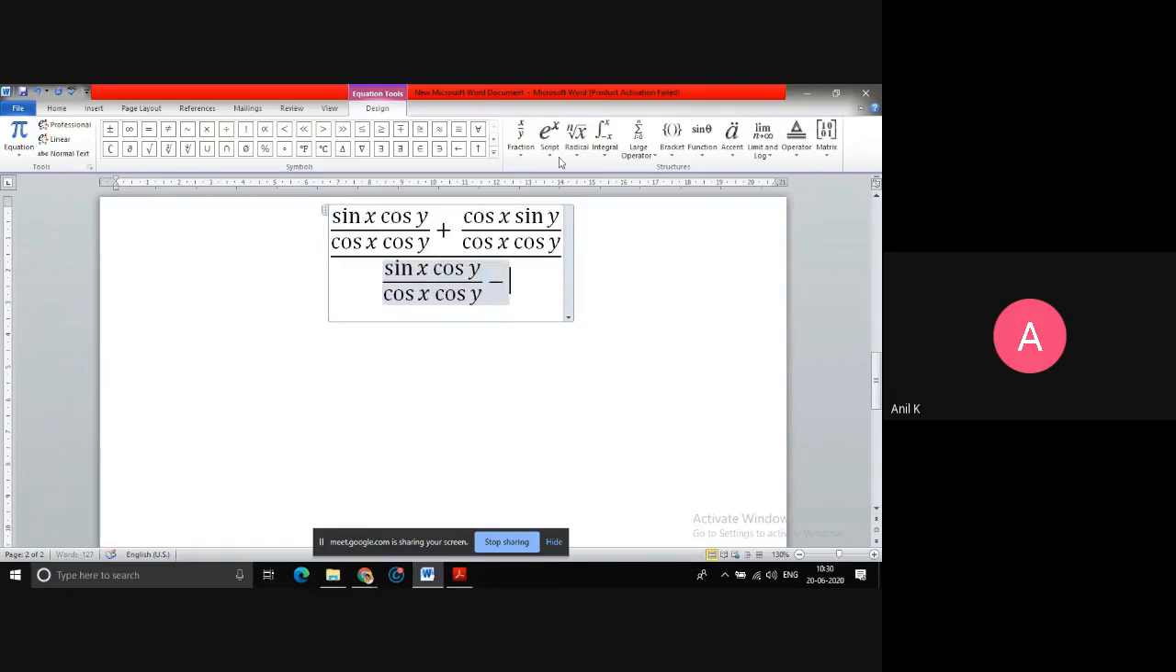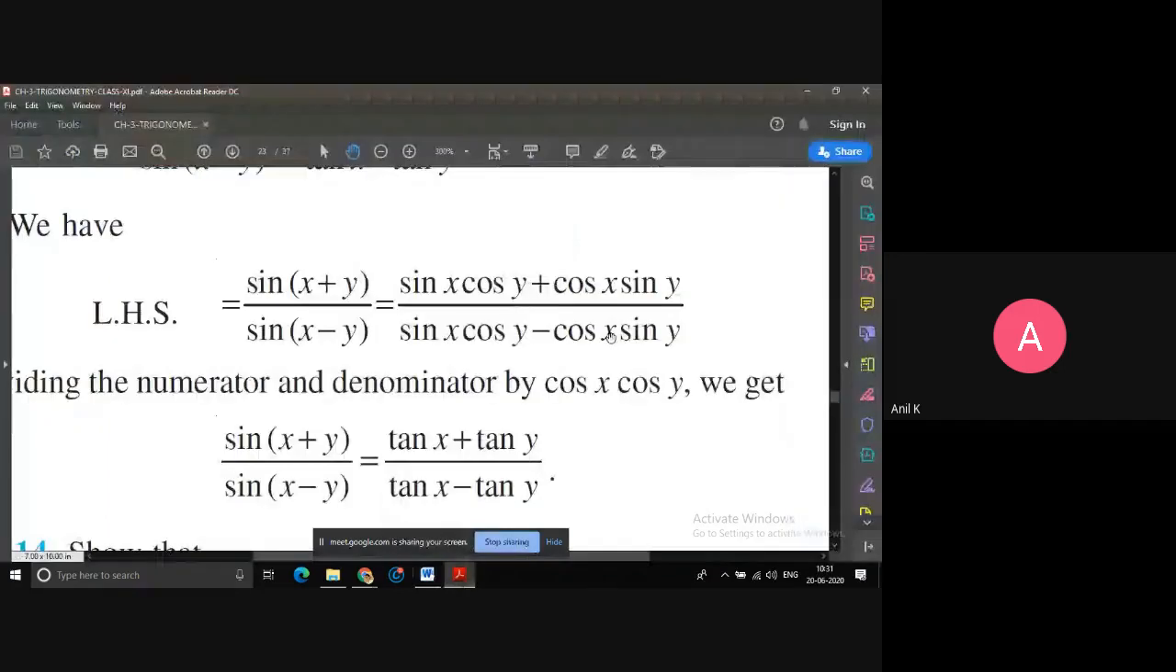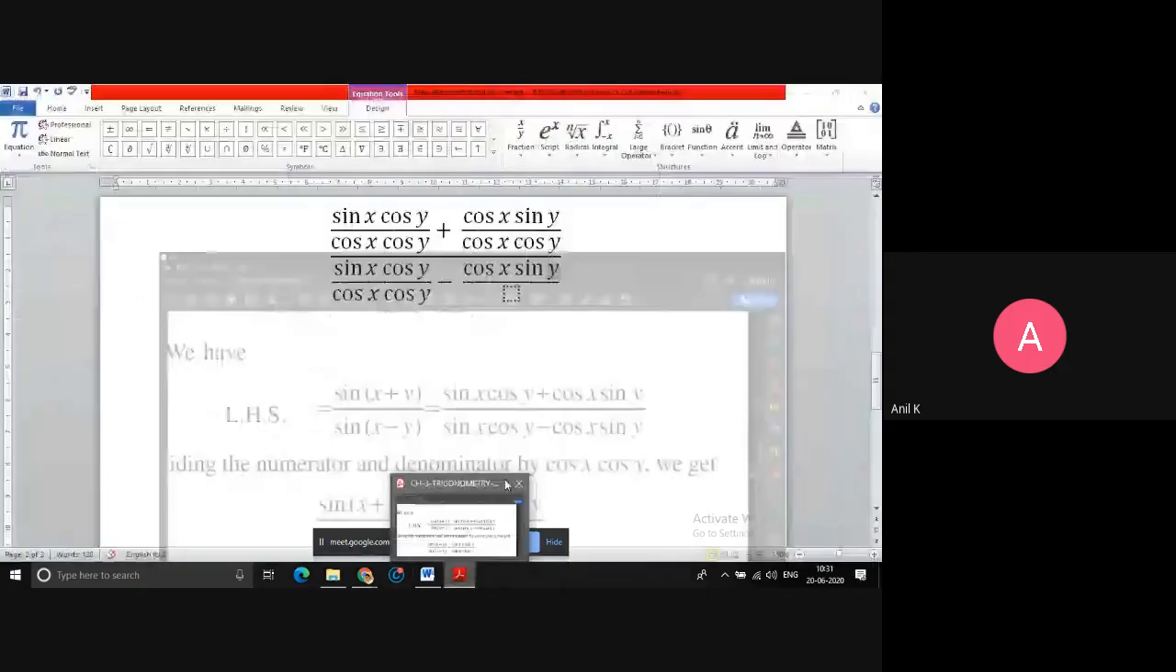Minus, again a fraction will come. Here it is going to be cos x sin y. If you want to check it out, here it is cos x minus cos x sin y. So here I put minus cos x sin y and the denominator.